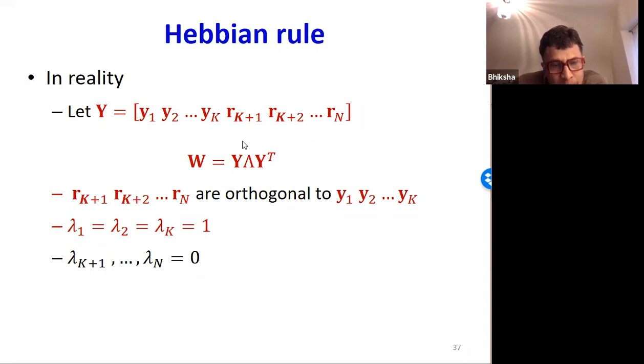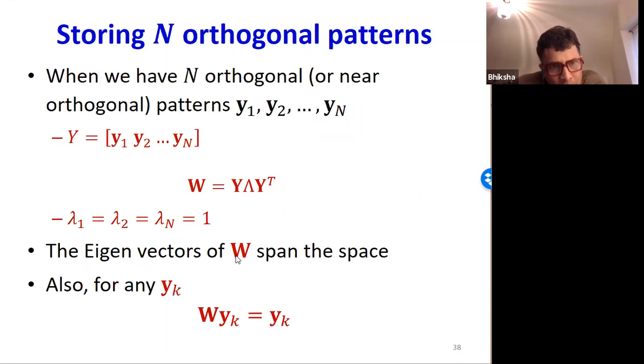Then I'm still composing a weight matrix of this kind, where these R's are vectors which are not in the same subspace as the Y's. They are orthogonal to these guys, and their corresponding eigenvalues are 0. And that's all the Hebbian learning rule is doing. In all cases, for the patterns that you're trying to store, the eigenvalues are 1.